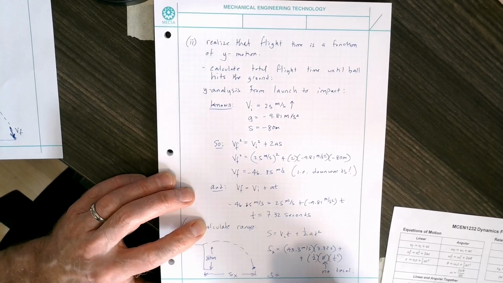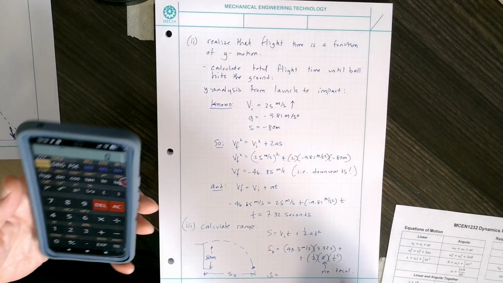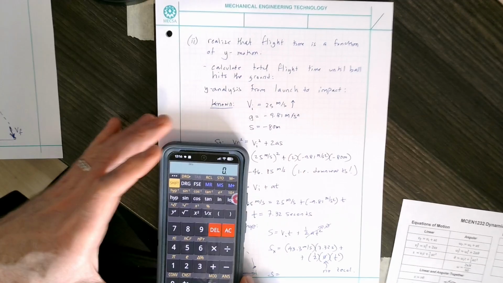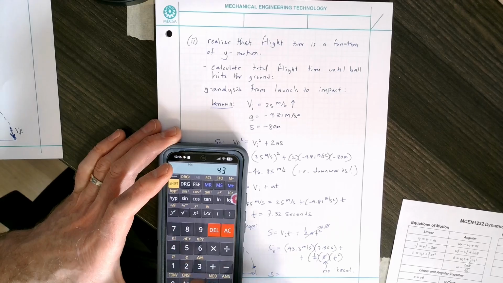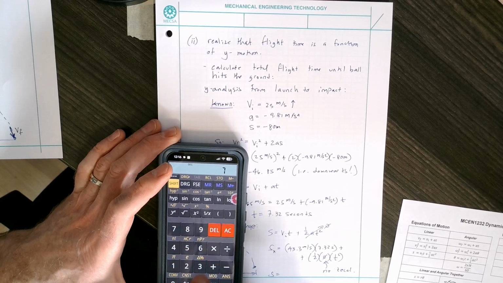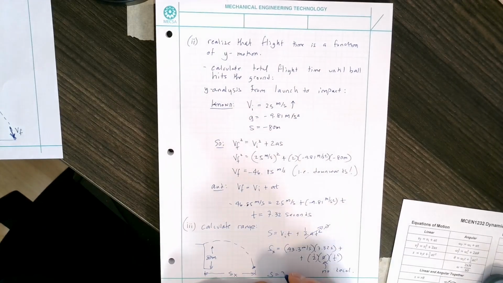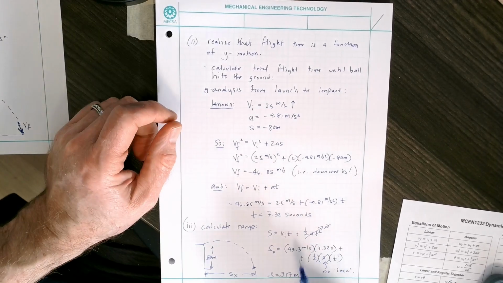S equals. So it actually turns into just velocity times time. I could have skipped the second half. This is 0 because there's no acceleration in x. Gravity's only in y. Okay, so it's 43.3 times 7.32 seconds, 317 meters. 317 meters. That's a third of a kilometer.